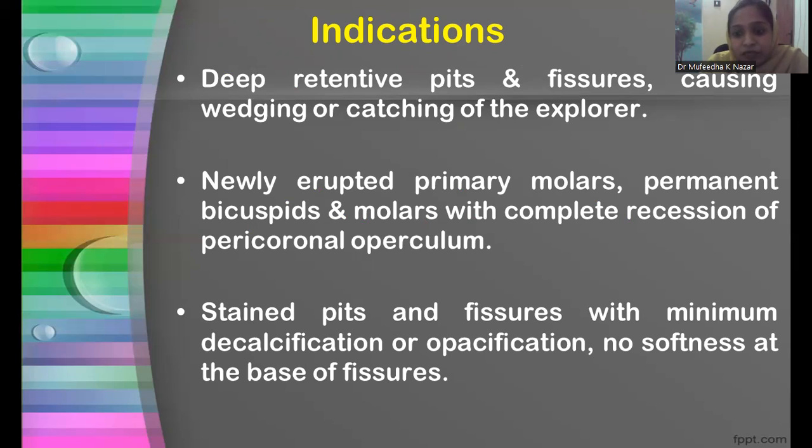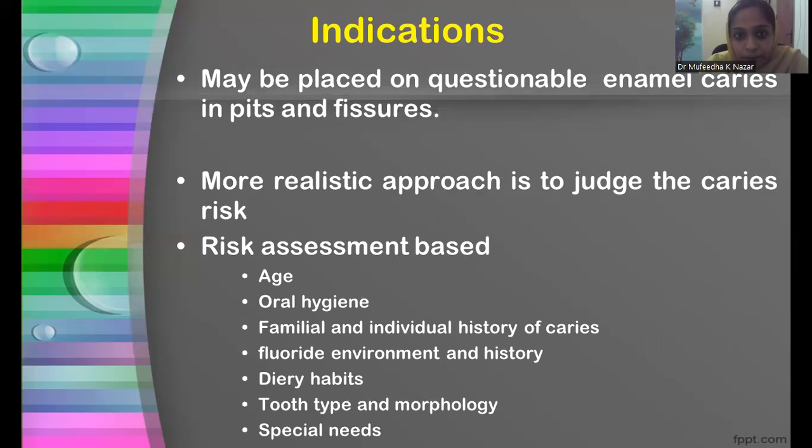Stained pits and fissures are also a good candidate for pit and fissure sealants, but it should be kept in mind that if present, there should be minimal decalcification or opacification of these fissures, and there should not be any softness at the base of the fissures. Sealants can also be placed on questionable enamel caries on pits and fissures.